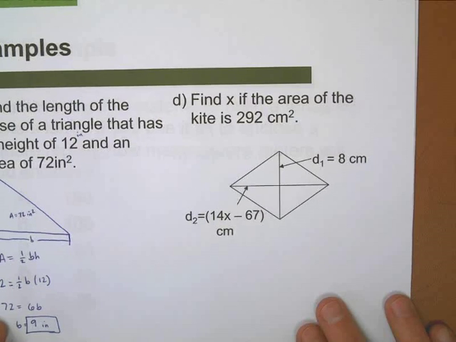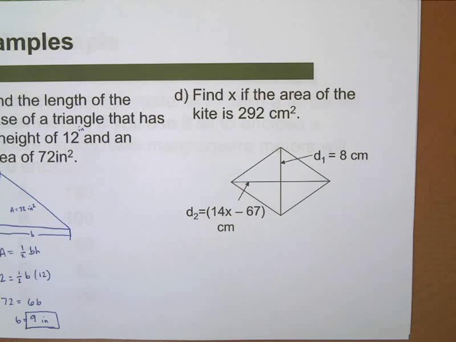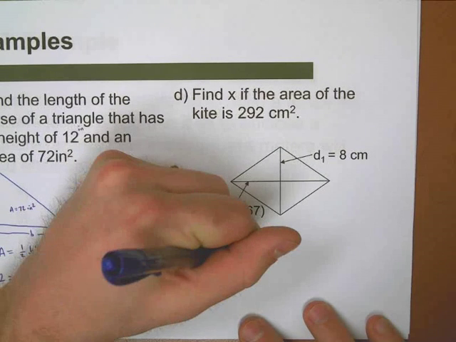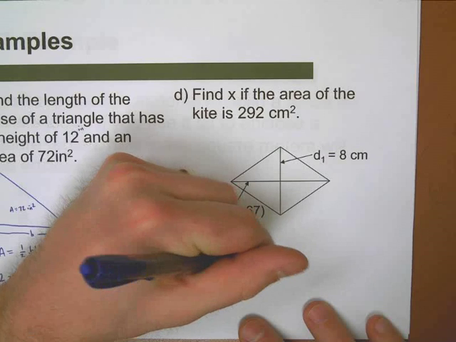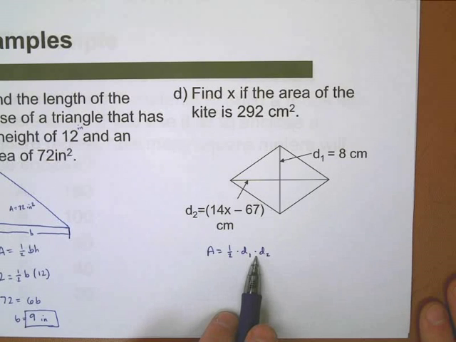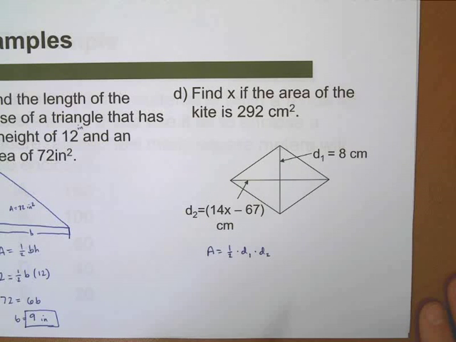Okay, next problem. Find x if the area of the kite is 292 square centimeters. Well, here's what I know about kites. The area of a kite is equal to 1/2 times the product of the two diagonals. Right? And this is the one that everybody screws up because they want to add D1 and D2. It is not an addition thing. It is a multiplication thing. Please take the time to memorize this if you want to get these problems correct. It's not hard. You just got to do it.